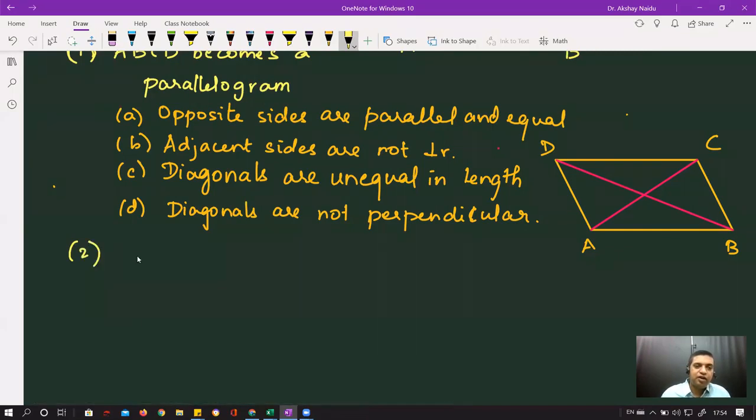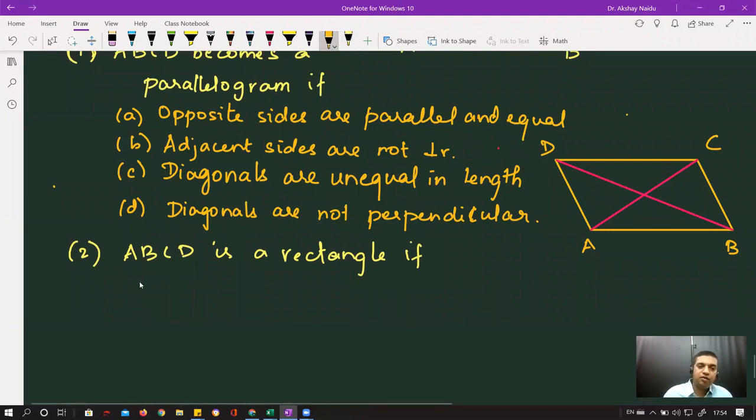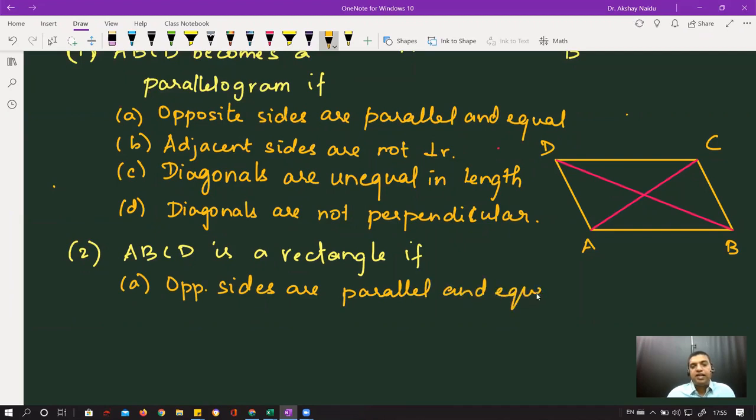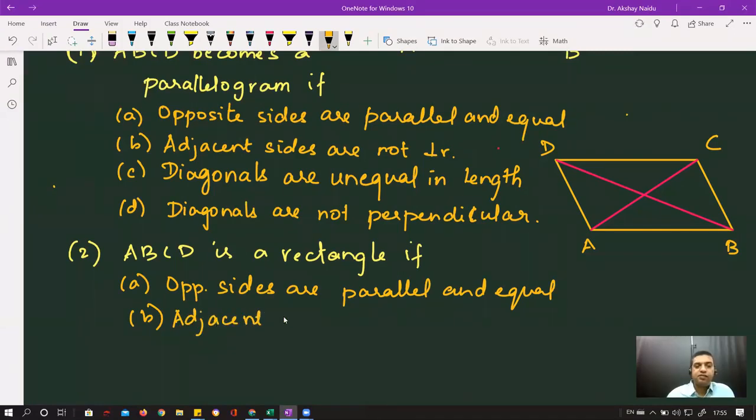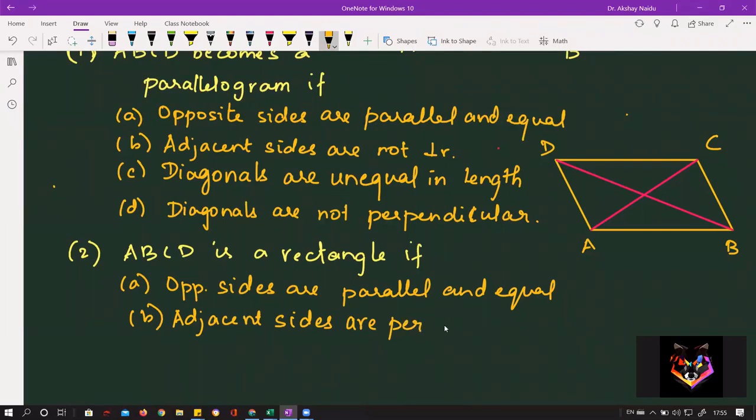Next, how will you identify that ABCD is a rectangle? How will these above 4 conditions change? The first condition will be the same: opposite sides are parallel and equal. Next, adjacent sides. Anybody? Adjacent sides are perpendicular. Yes, sir. Adjacent sides are perpendicular.